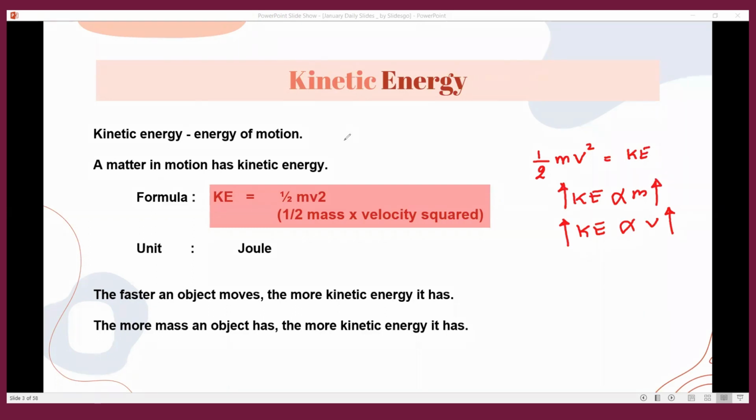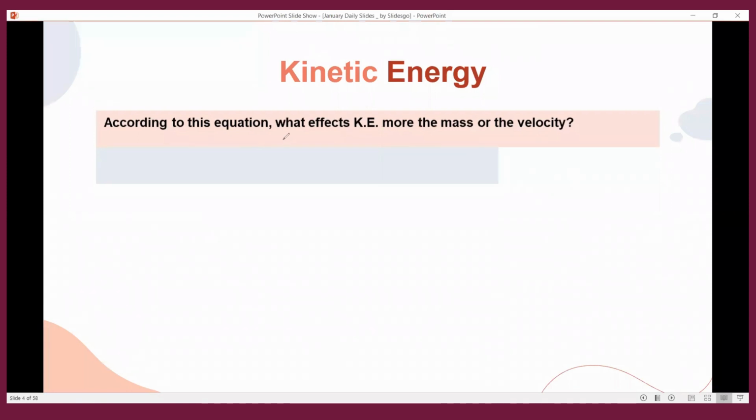All right, we have got a question. According to this equation, what affects kinetic energy more? Is it the mass or the velocity? Let's investigate this question in a clear manner. First, let's check the mass.